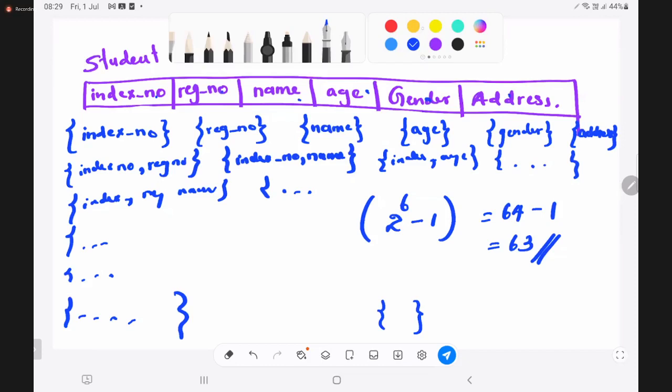Right. So these are super keys. Super keys. We said these 63 subsets are super keys. Using all these 63 subsets, we can identify the row uniquely.